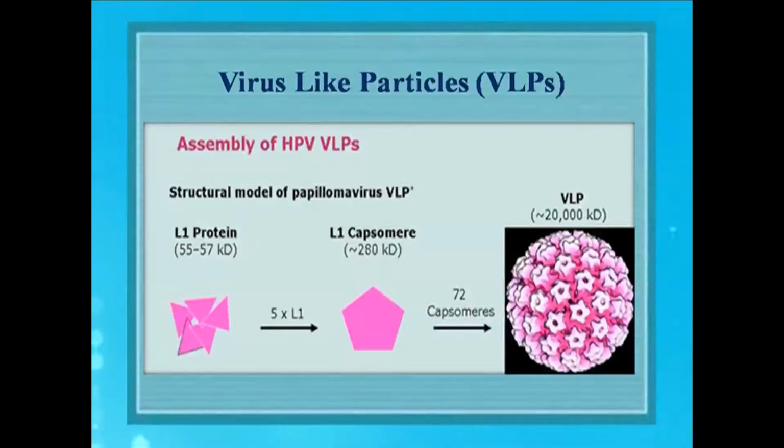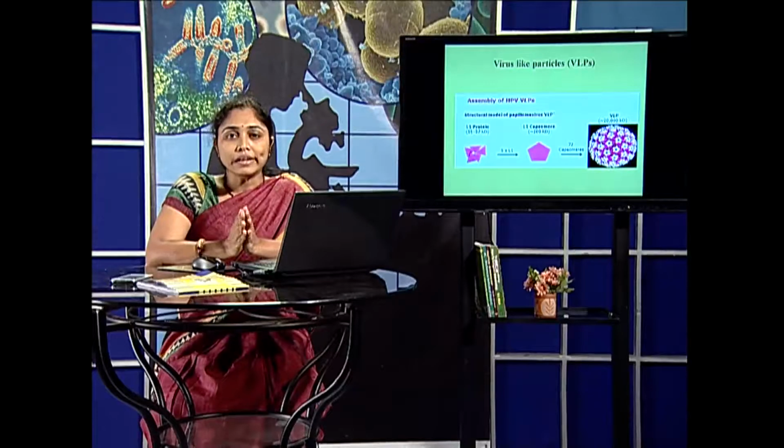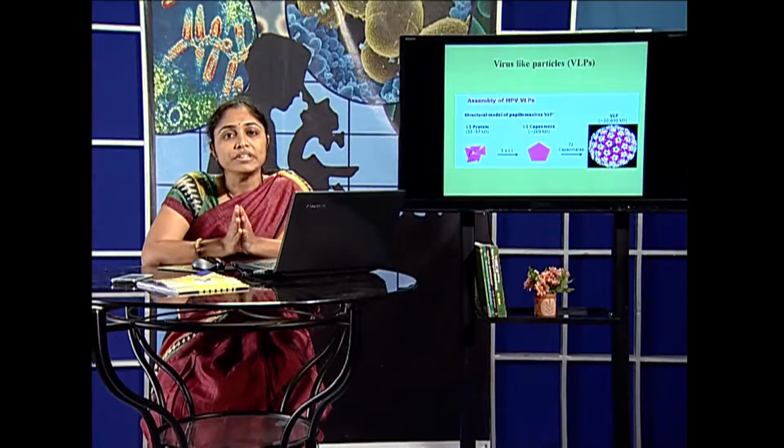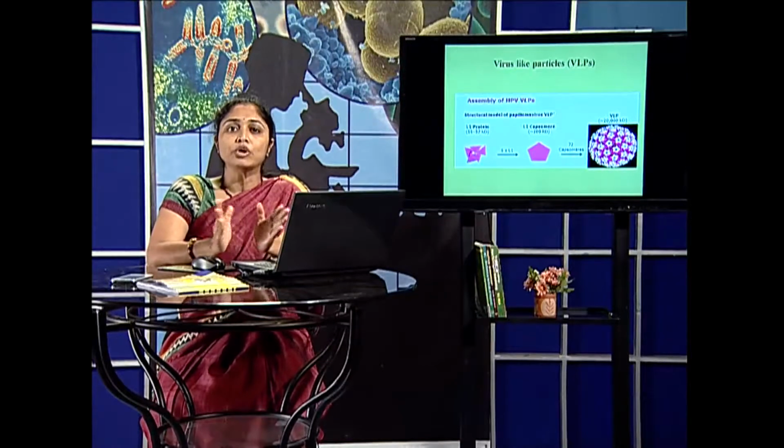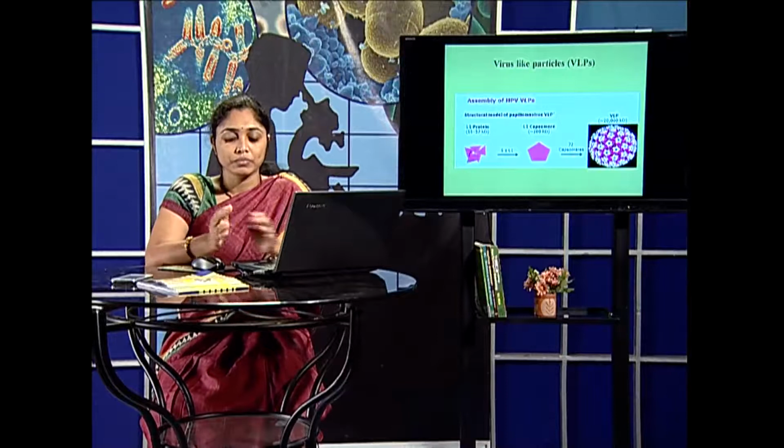So, the immune system gets activated and antibodies are generated against the coat proteins. So, when the actual virus enters the system, the virus can be prevented by the antibodies generated. Currently, virus-like particles have been generated against hepatitis B virus and human papillomavirus.